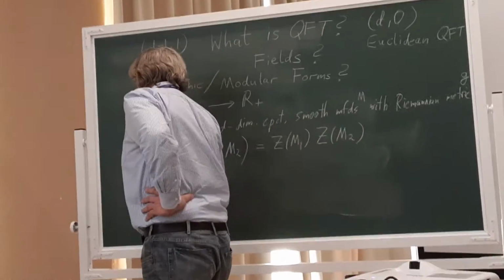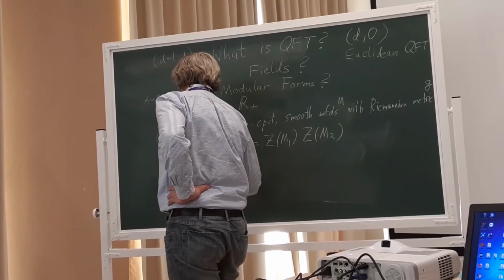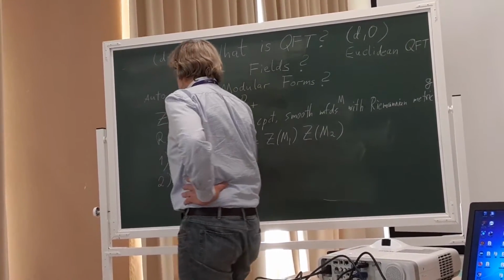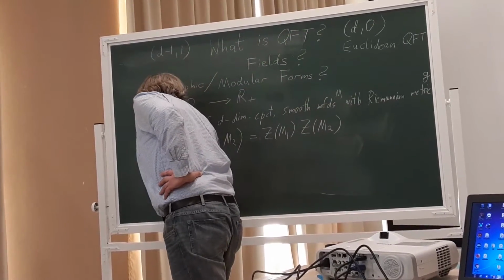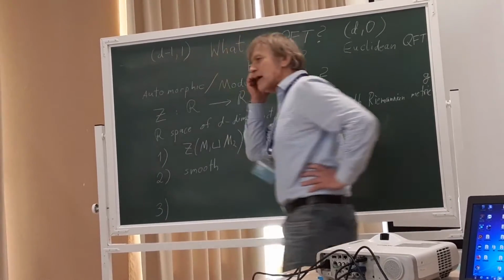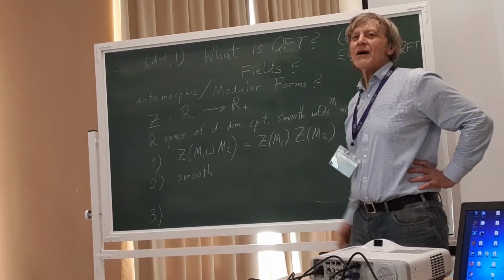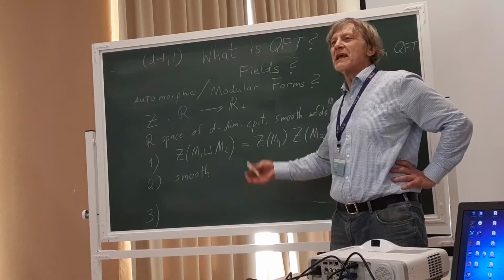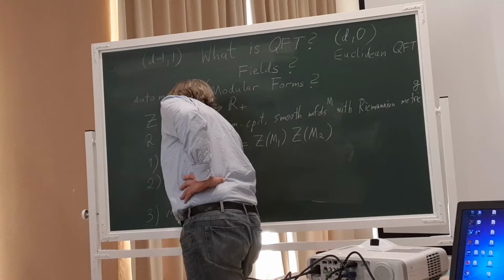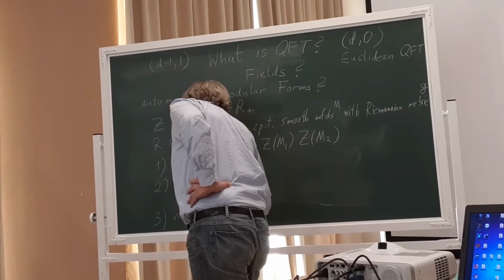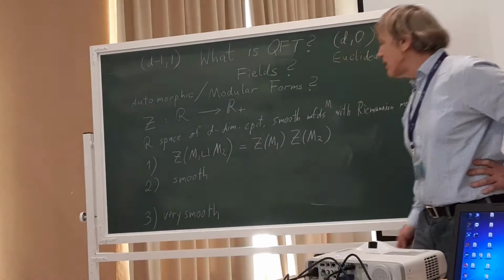And axiom 2, it should be smooth, and I will explain what that's supposed to mean. In particular, that will be 2a and 2b. And 3, it's a simple property, but I don't quite know how to name it. I name it very smooth, but I could call it elementary or whatever. So I'll explain it later. Finite depth. If you have a good name, then please tell me. Then I will use that.